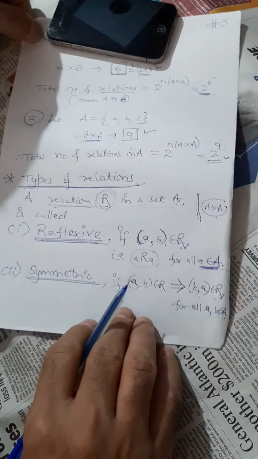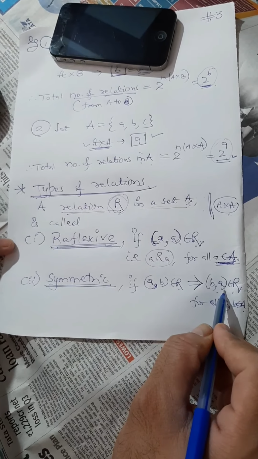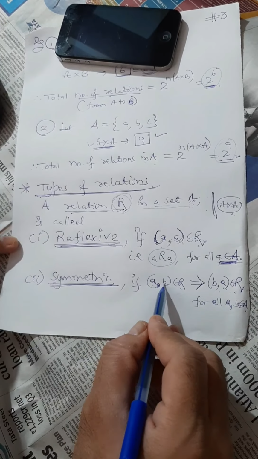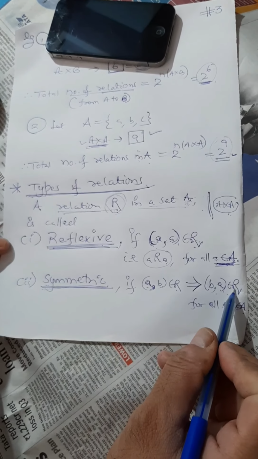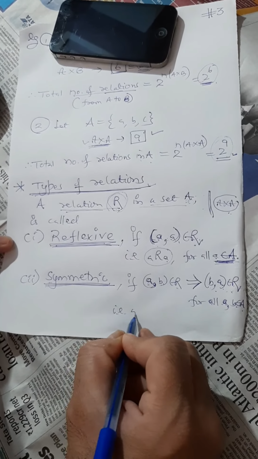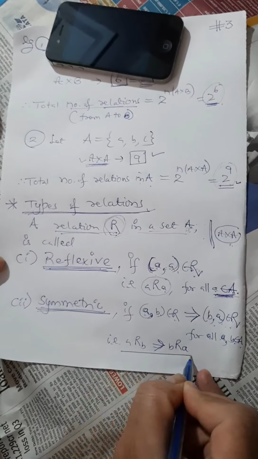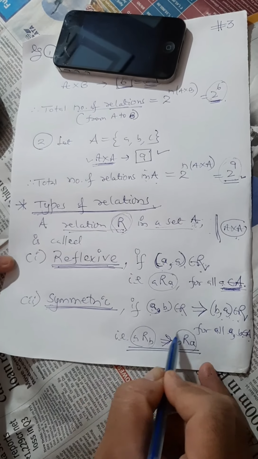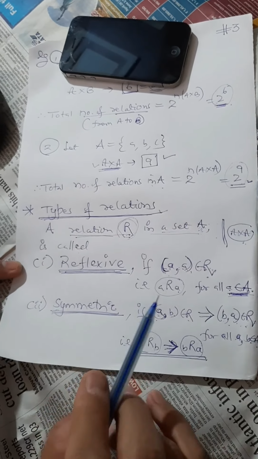I repeat what it says. Whenever one ordered pair is present, then its reverse must be present. Then it is called a symmetric relation. If you have (1, 2), then (2, 1) should be there. If you have (3, 4), then (4, 3) should be there. If you have (5, 6), then (6, 5) should be there. That is, whenever a is related to b, it implies b must be related to a. Such a relation is called a symmetric relation.